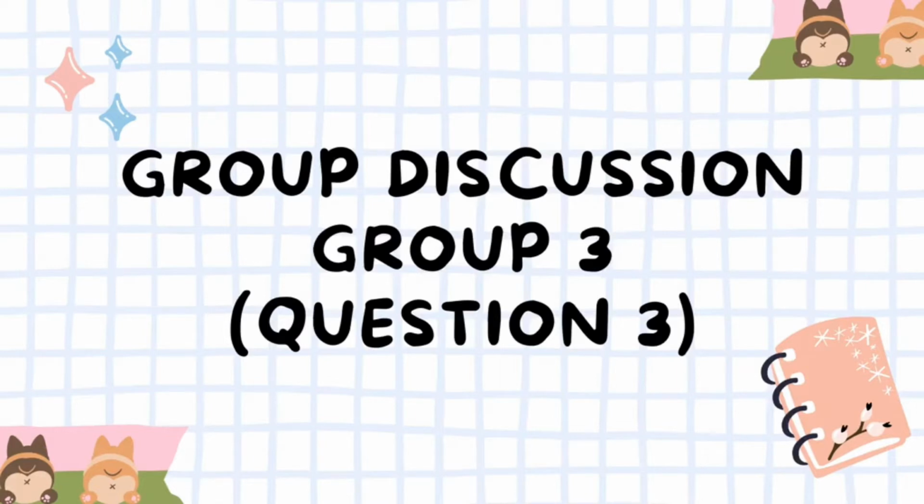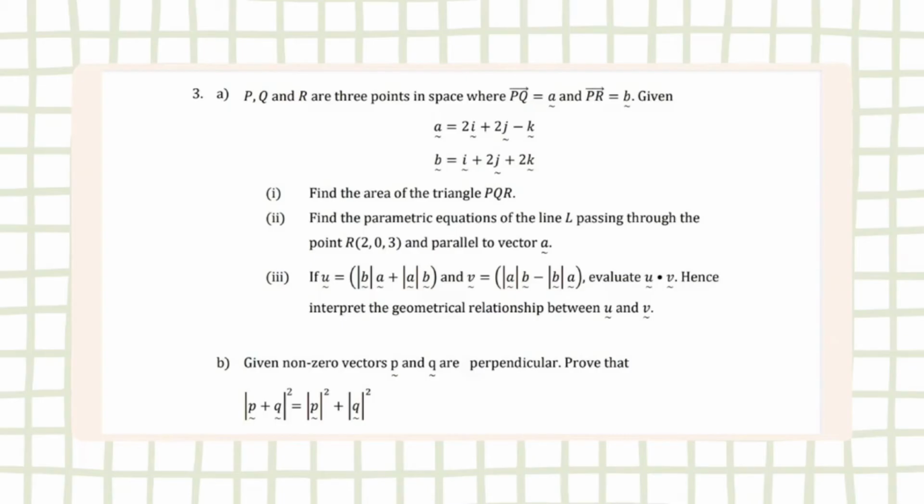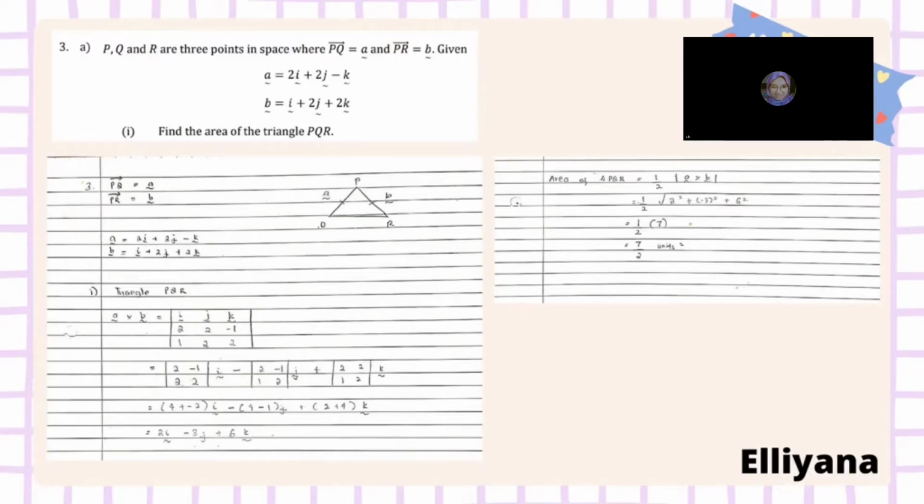Kami daripada kumpulan 3 ingin membuat perbincangan tentang soalan 3 yang dibagi kepada kami. Okey, jadi soalan yang pertama, PQ and R are 3 points in space where PQ equal to A and PR equal to B. Given A equal to 2I plus 2J minus K, B equal to I plus 2J plus 2K. So the first is find the area of the triangle PQR.